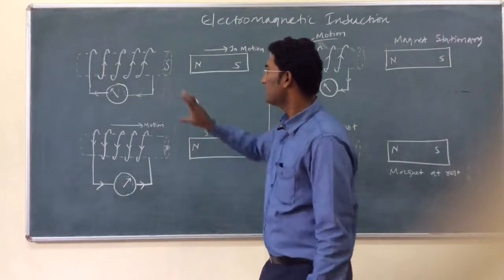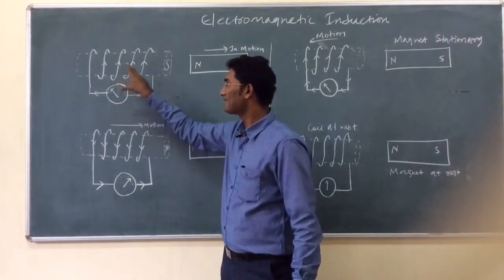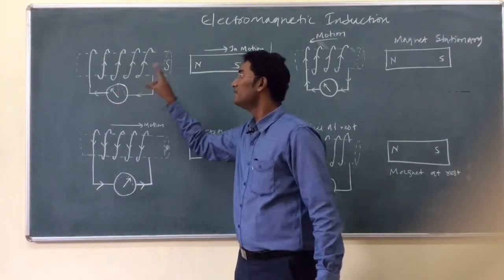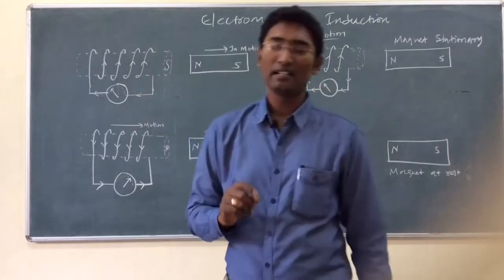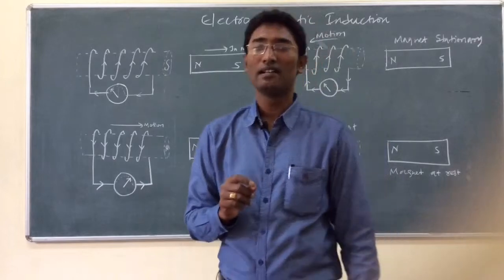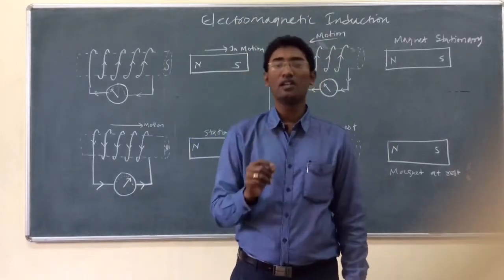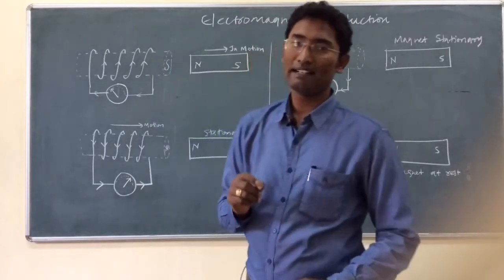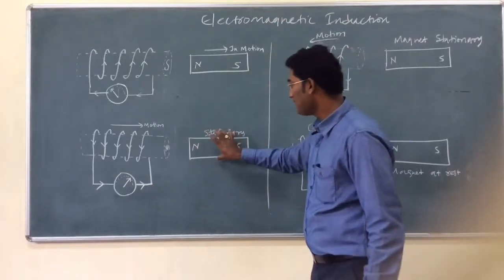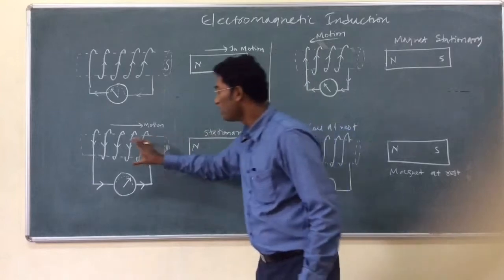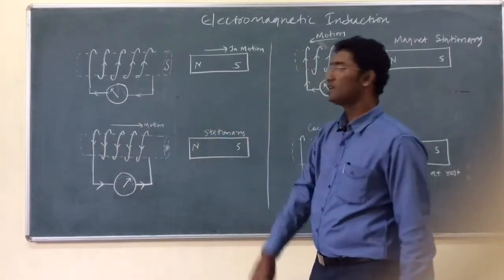You can see here that no battery or cell is connected to the coil, but still there is a production of current in the conductor, and this is a result of the phenomenon of electromagnetic induction. Now in the second case, we can see the magnet is held stationary and the coil is moved towards the magnet.